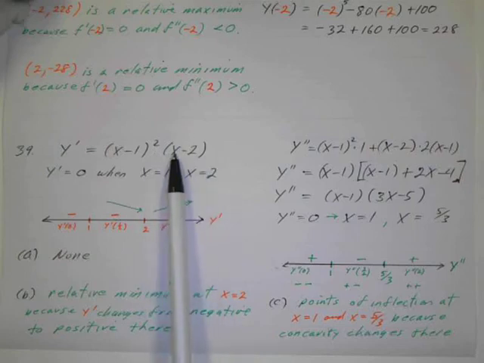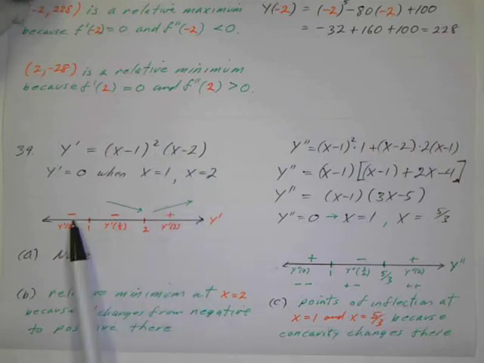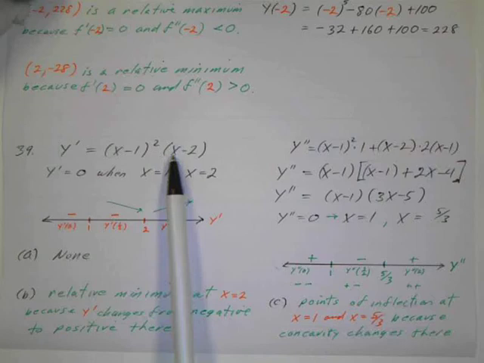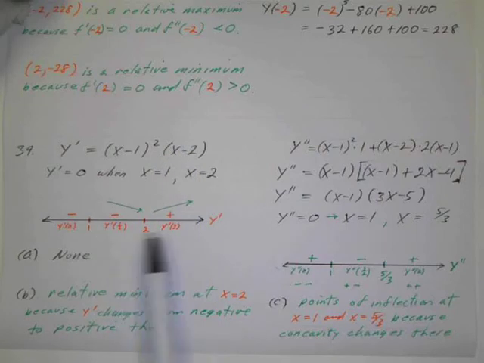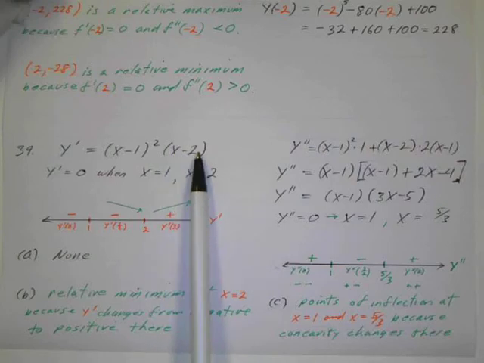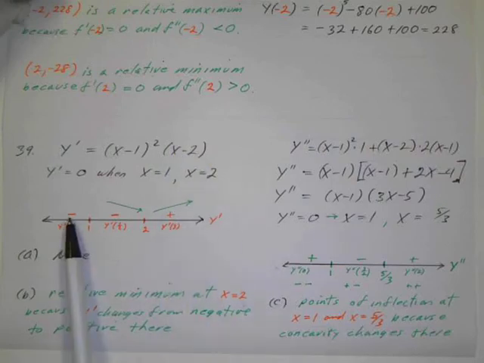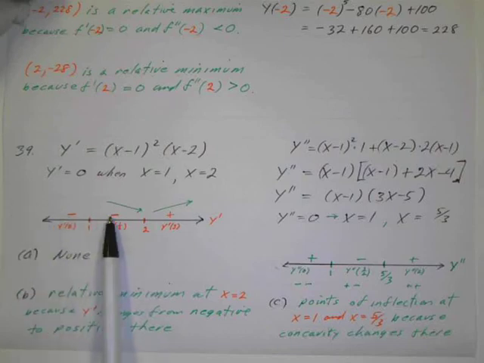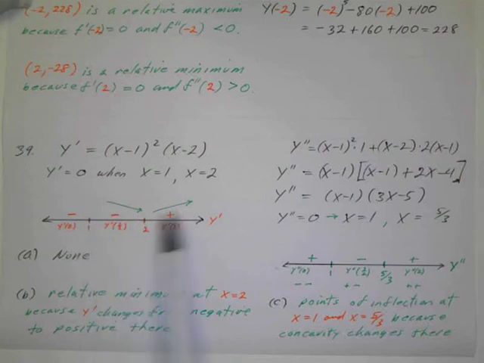If I put 0 in here, 0 minus 2 is negative. If I put 1/2 in here, 1/2 minus 2 is also negative. If I put 3 in here, which is in this range between 2 and infinity, 3 minus 2 is positive. So basically I've got negative, negative, and positive. So what's happening is I don't have a sign change here, so I don't have any relative extrema. Could have maybe a shelf or something like that happening. And over here I do have a sign change.